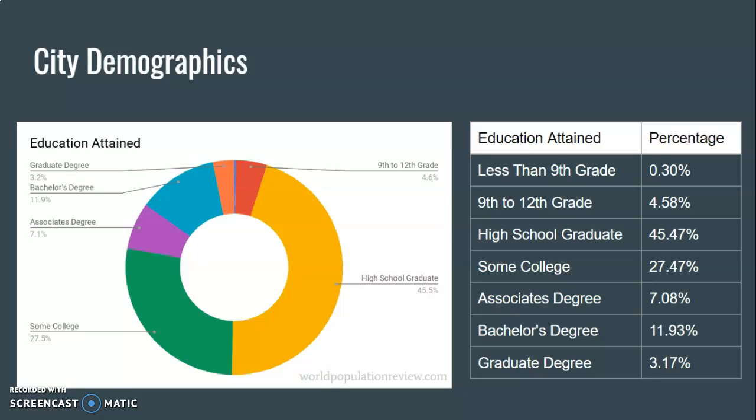More demographics about education. Got a little diagram there. As you can see, most are high school graduates, 45.5. Some are college, 27.5, or they did some college. So that means they went and maybe didn't make it through. People that earn their bachelor's degree are 11.9%. Associate's degree is 7.1%. And you can see all the others.